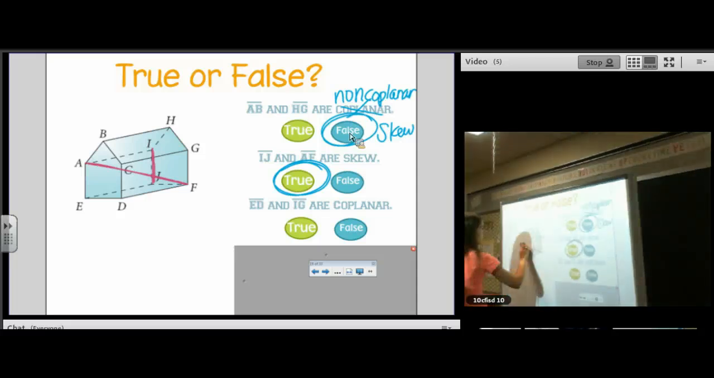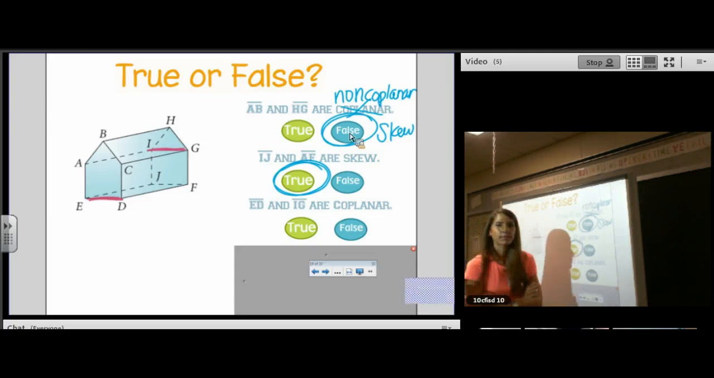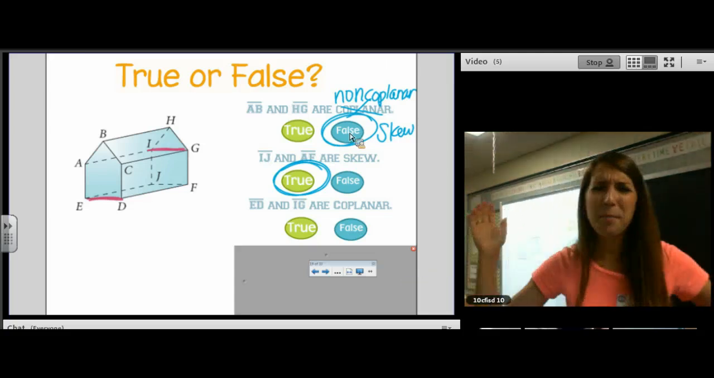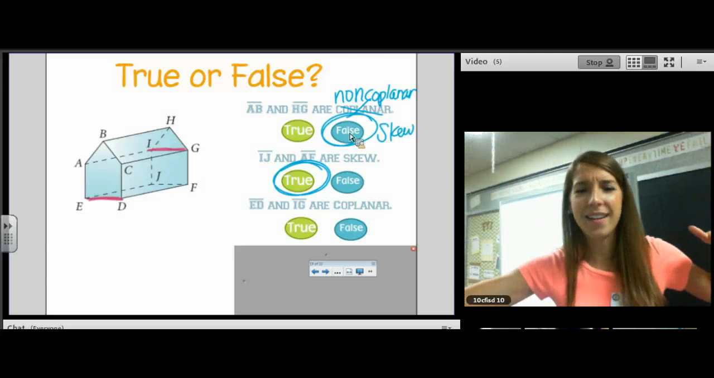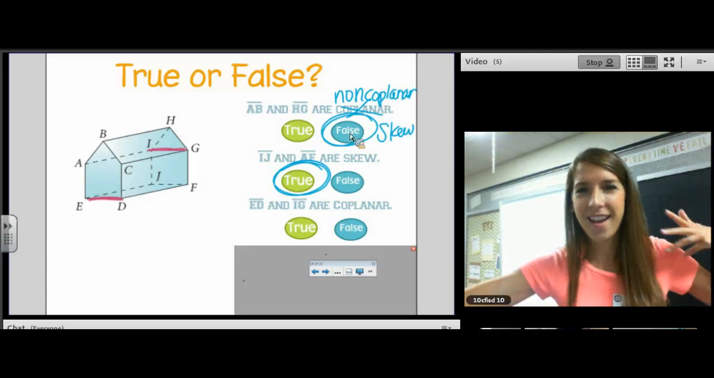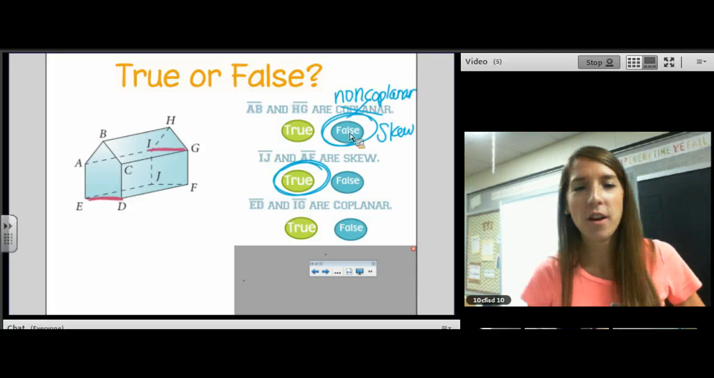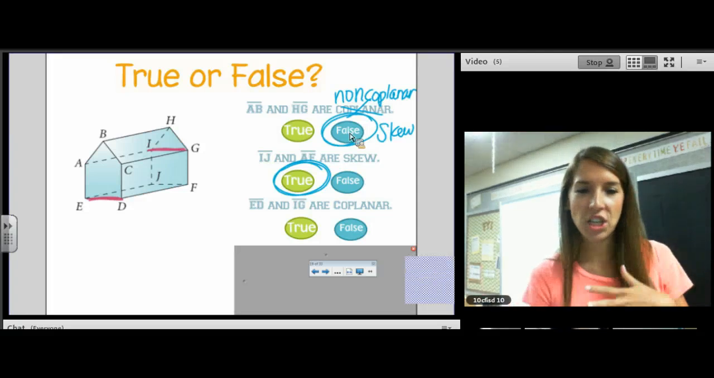ED and IG are coplanar. ED and IG. Those aren't in the same plane. One's in the front and one's in the back. And what are those? Are they skew? What's the word?